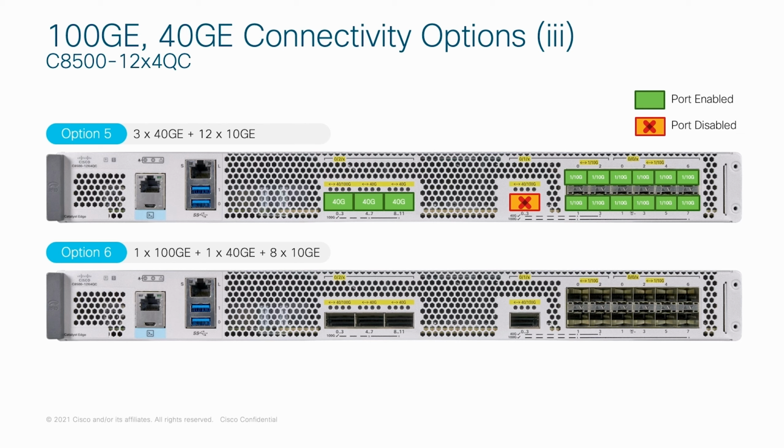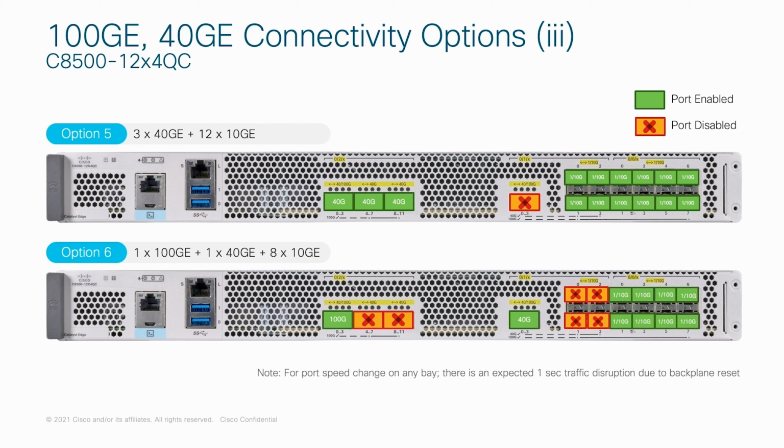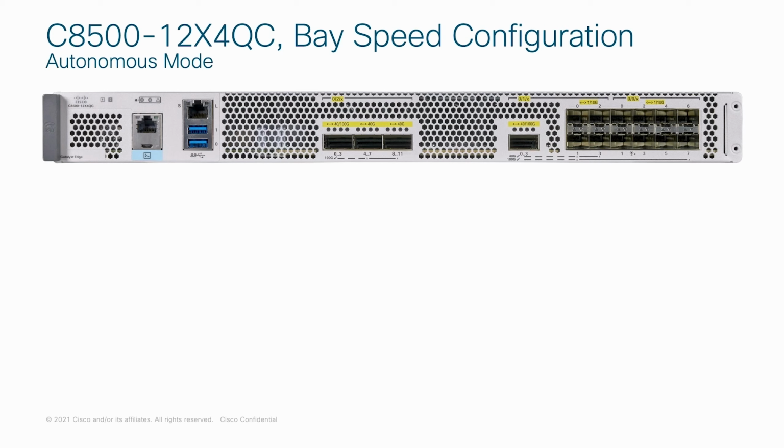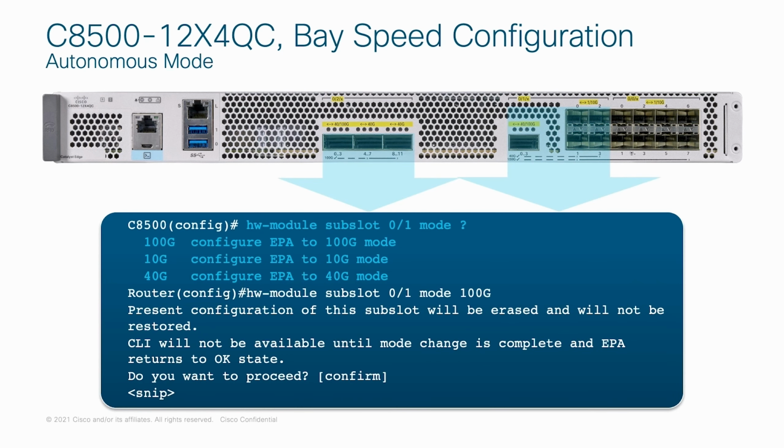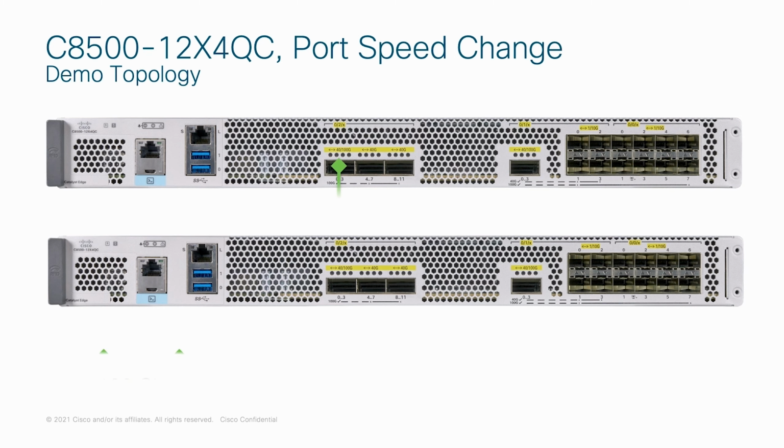In option 6, you get all the port speed variations. You get a 100 gig interface from Bay 2, a 40 gig interface from Bay 1, and 8 10 gig interfaces from Bay 0. Port speed change is a very simple thing. In this case, the autonomous mode use case, there is a simple CLI, hardware module subslot 0/1 mode, and you can configure the given bay, 0/1 in this example, in whatever 10 gig, 40 gig or 100 gig speed range. We are going to have a quick look at the demo.